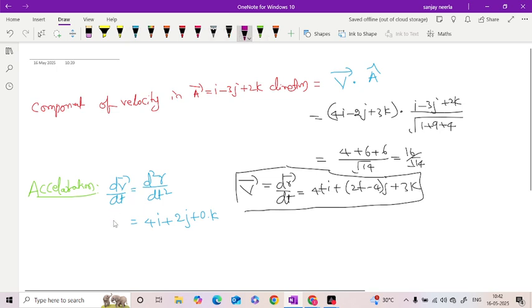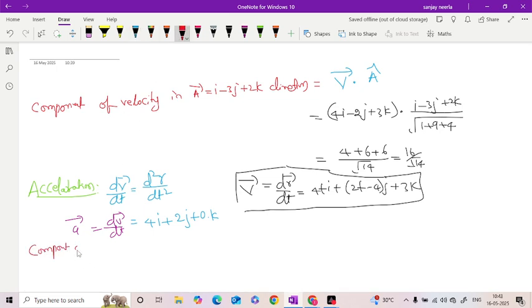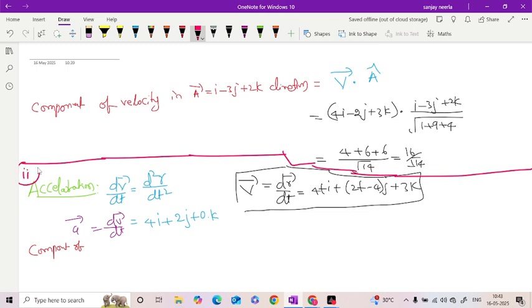I will write the name. So dv by dt, simply I am writing it as the vector A, acceleration. But what is our question? It is the first problem, and this is the second problem. The component of the acceleration in the direction of the vector i minus 3j plus 2k.